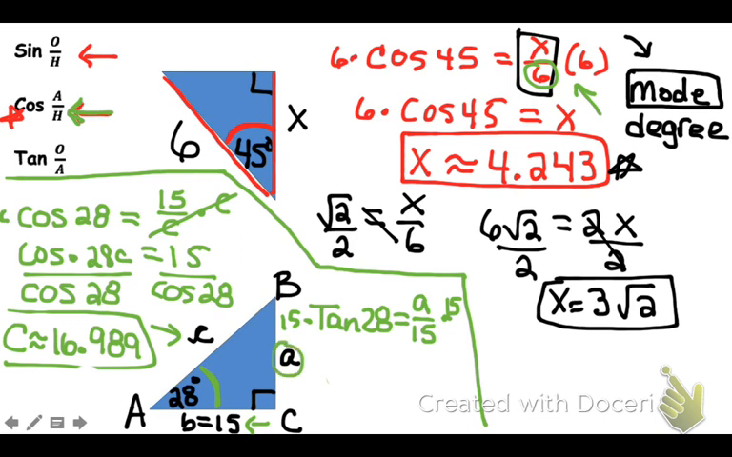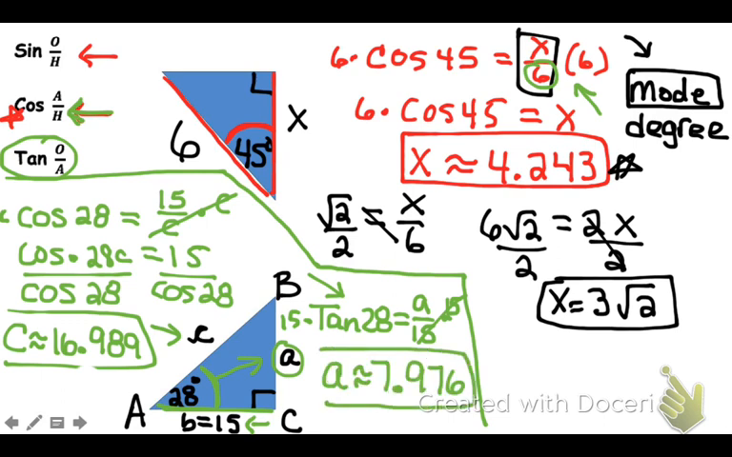Now we're trying to find A. So we have opposite and adjacent. So opposite and adjacent meant that I had to use tangent. So tangent 28. The ratio was A over 15. We multiplied both sides by 15. Pause and see what you get. You should have got A is approximately equal to 7.976.